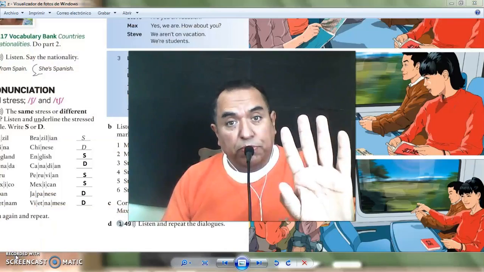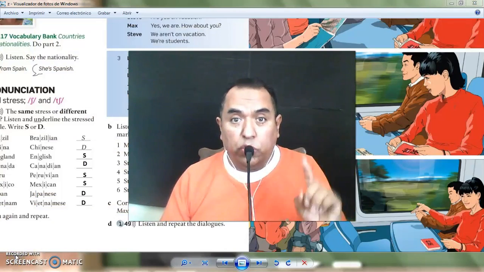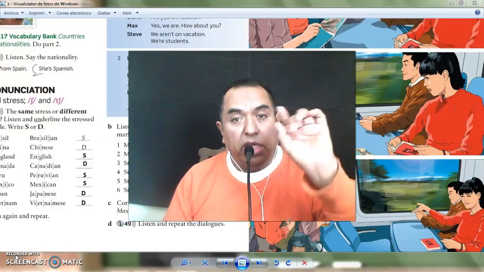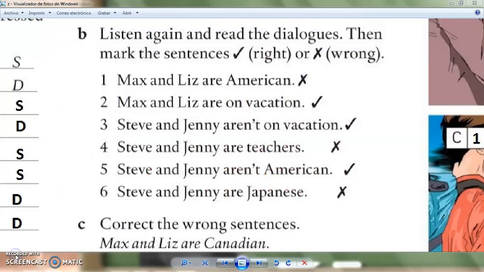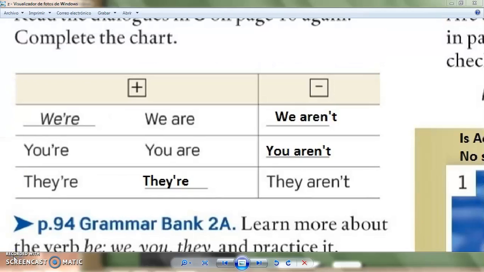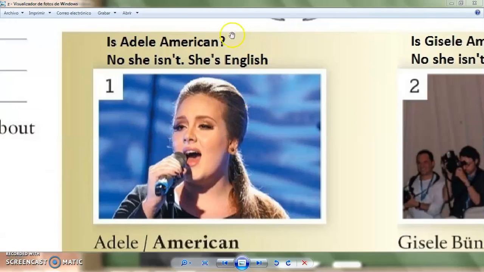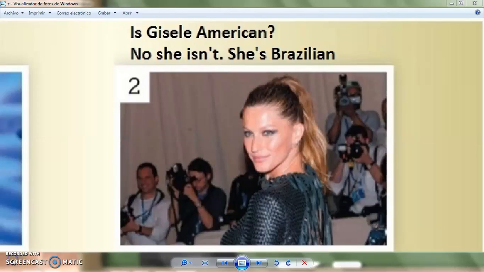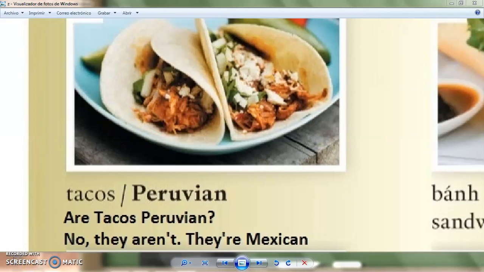So I'm going to give you a look at the correct answers. If you need to pause the video to check the answers, do it. I'm going to make a close-up in each of the questions. These are the answers for this exercise. Pause it, the video I mean, if you need it. The chart that you should have completed. Now each of the sentences that you should have come with. Are tacos Peruvian? No, they aren't.